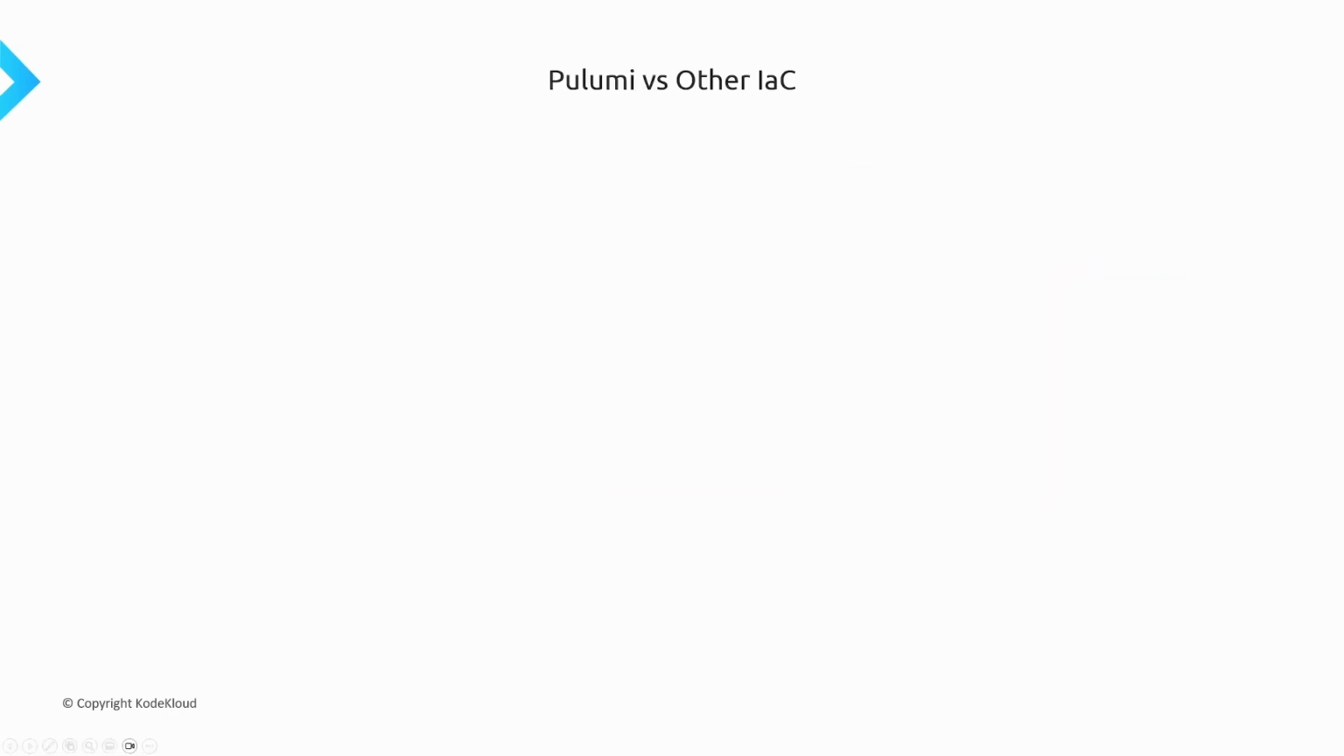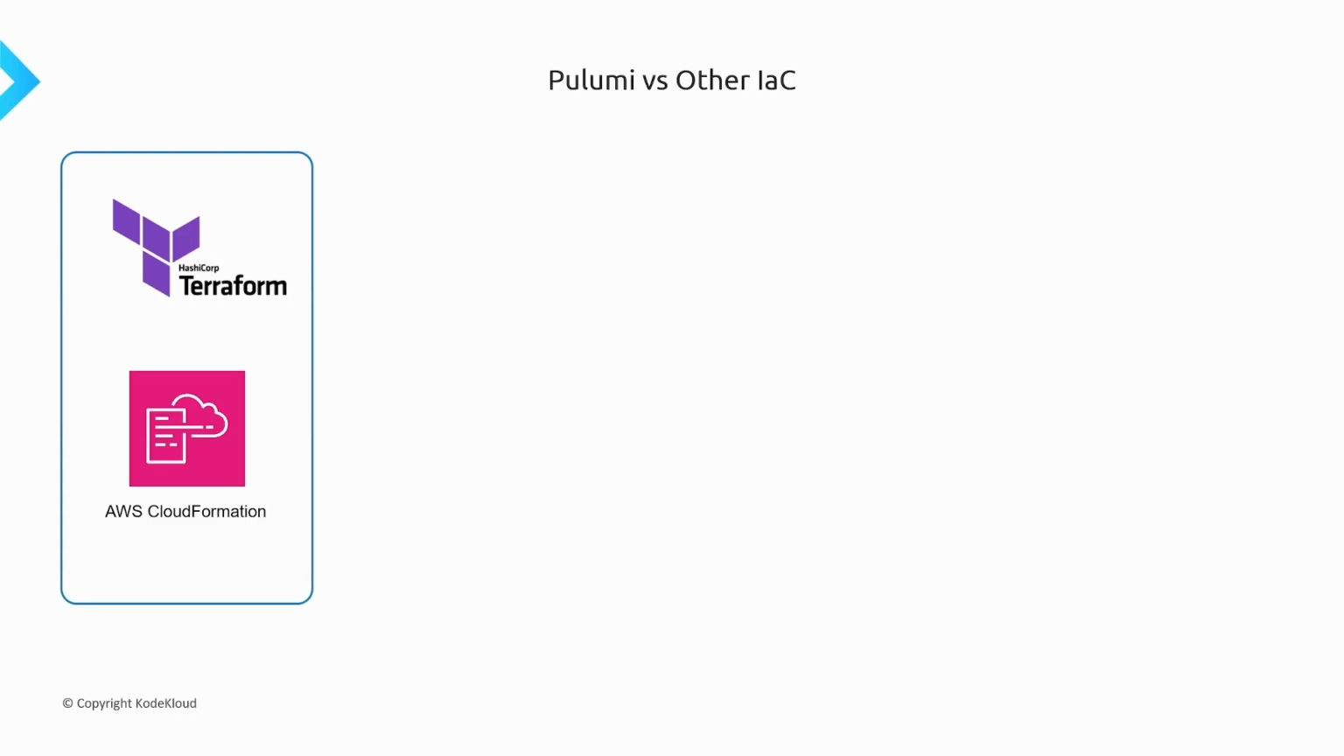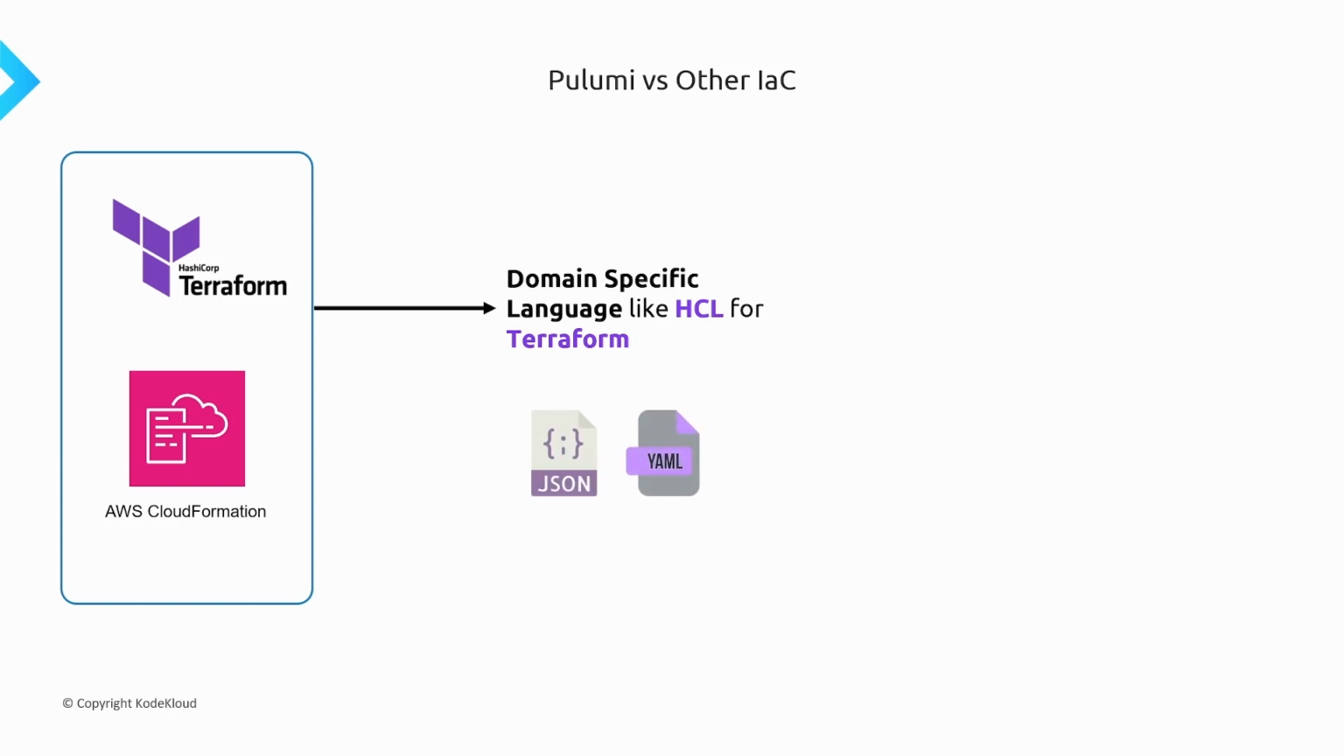So how does Pulumi ultimately differ from traditional infrastructure as code tools? With traditional infrastructure as code tools like Terraform or AWS CloudFormation, if you don't know what CloudFormation is, that's AWS's specific infrastructure as code tool, the problem with these tools is that they usually use traditionally a domain-specific language. So Terraform uses HCL. These are almost like custom languages that were created for the tools themselves. And if they aren't using a domain-specific language, they might be using something like JSON or YAML.